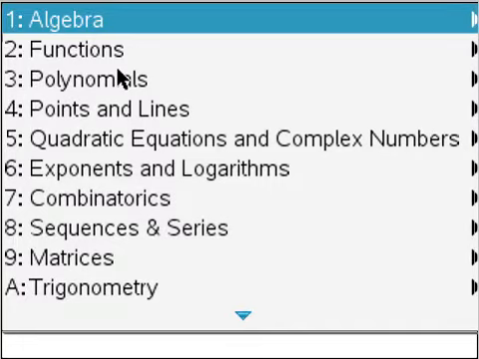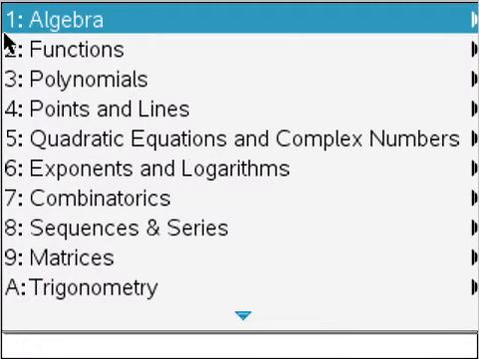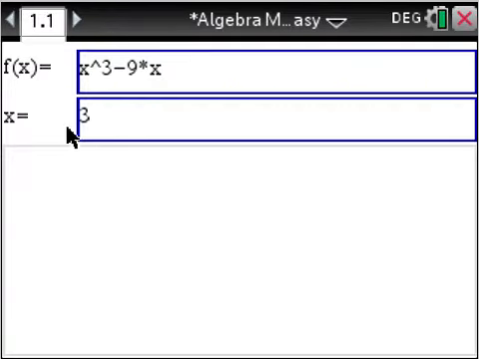Okay, menu. Like our other apps, the Algebra Made Easy app is split into chapters 1, 2, 3, 4, 5, etc. Algebra, functions, polynomials, points and lines, etc. And then those chapters are split into smaller sections. So let's start with polynomials. Let's do synthetic division.